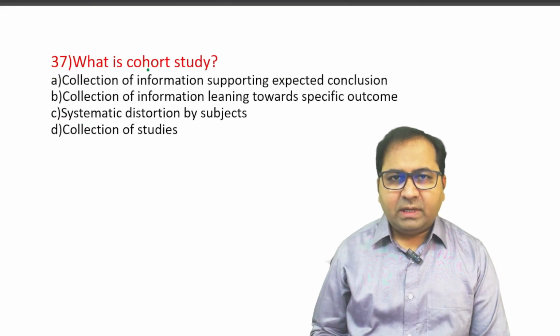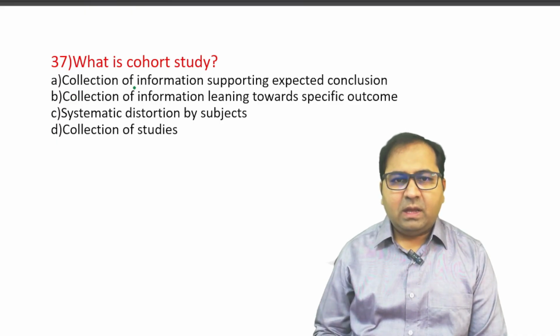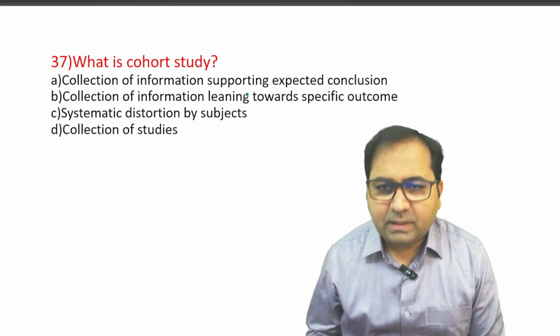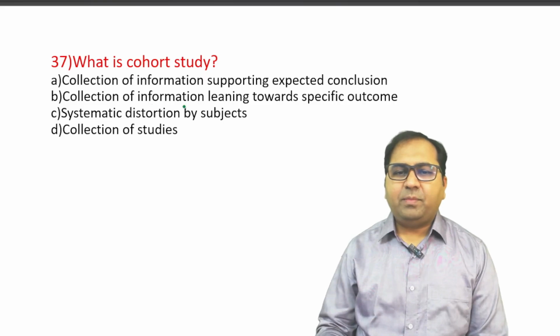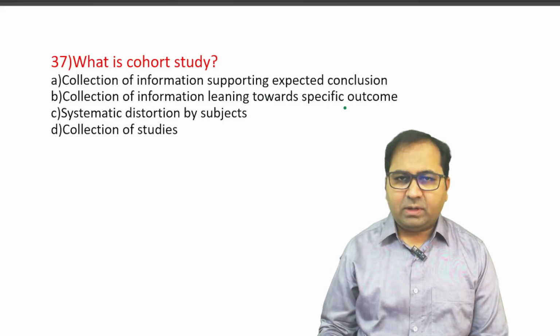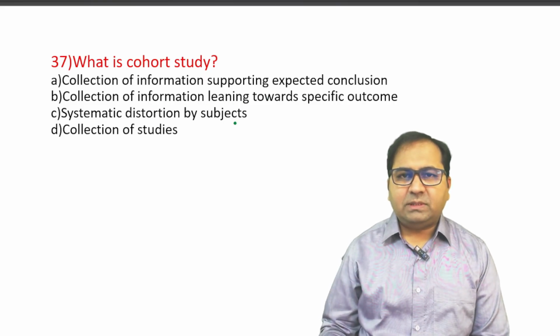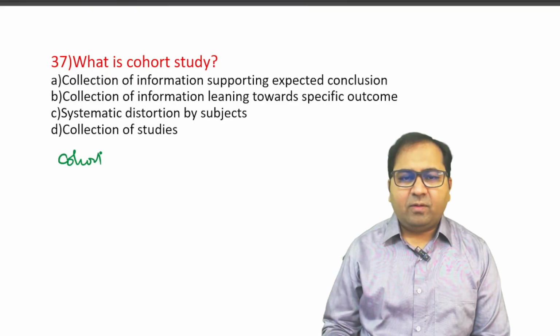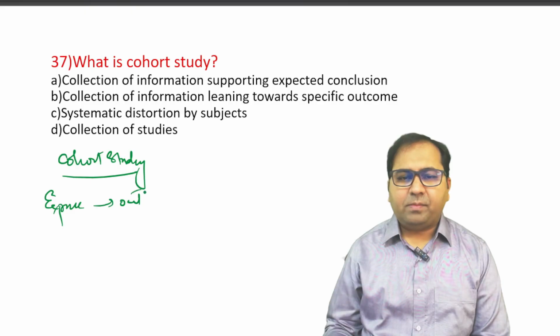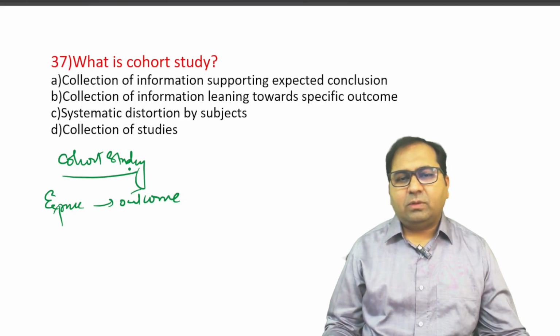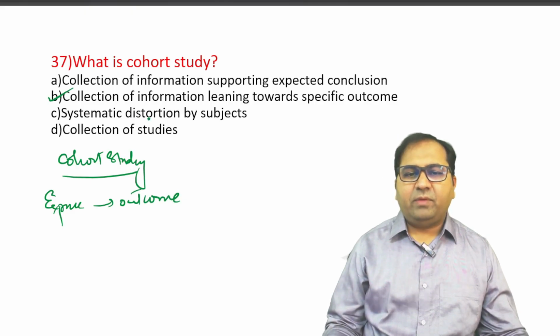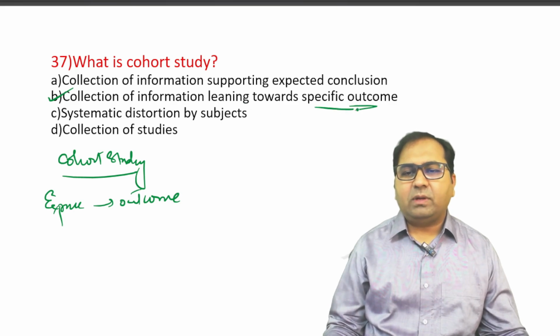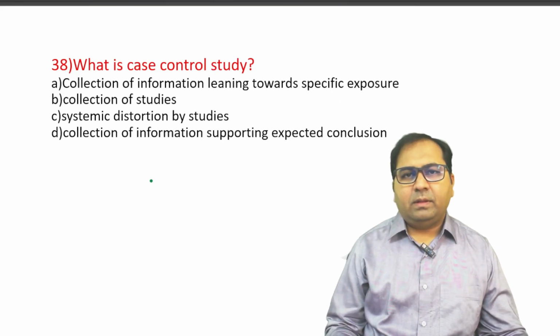Next question. What is cohort study? Let us see the options. A. Collection of information supporting the expected conclusion. B. Collection of information leaning towards a specific outcome. Or C. Systematic distortion by subjects. Or D. Collection of studies. We have studied previously. What is cohort study? Cohort study is that which comes from exposure to outcome. Okay, so the answer for this question is collection of information leaning towards the specific outcome. This is cohort study.